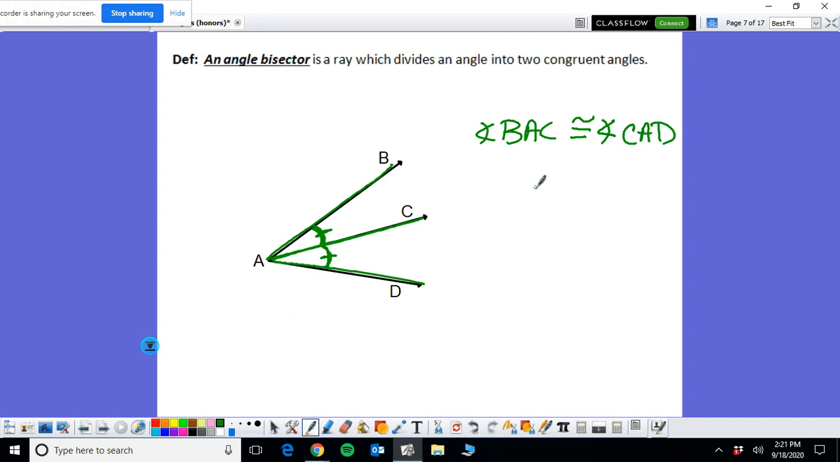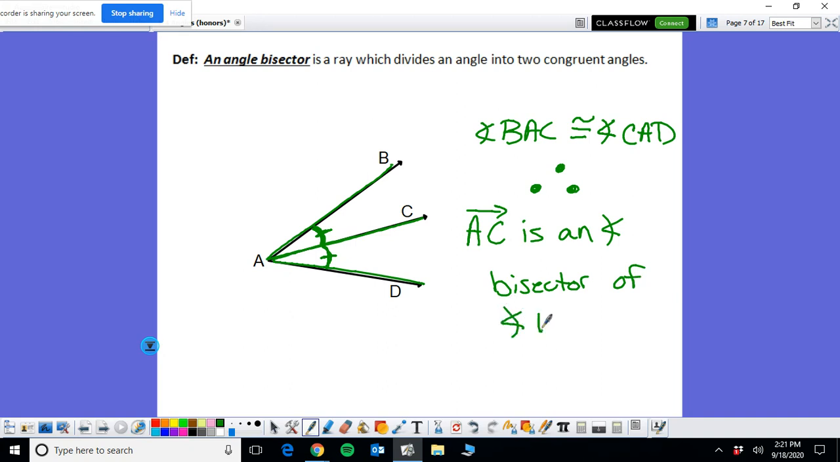And I'm going to write a triple dot. This is a new thing. Hopefully you're paying attention. This means therefore. I can conclude, or therefore statement. So if this is the case, I can now conclude, therefore, ray AC, there's the key, is the actual angle bisector. So ray AC is an angle bisector of angle BAD.